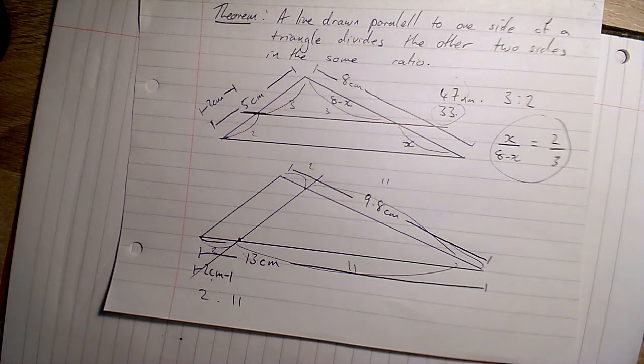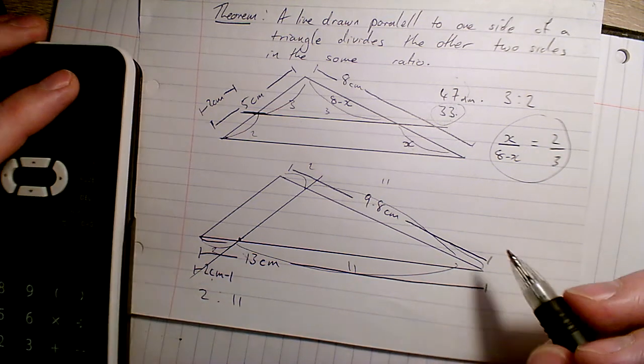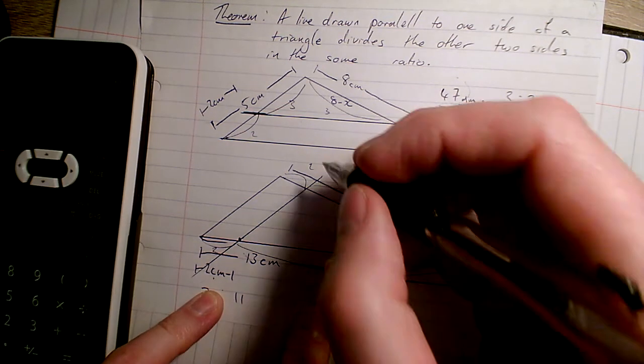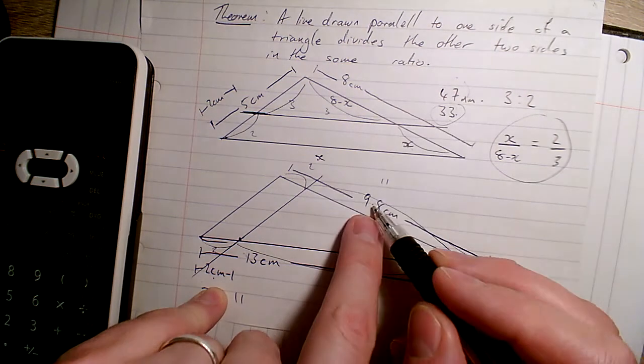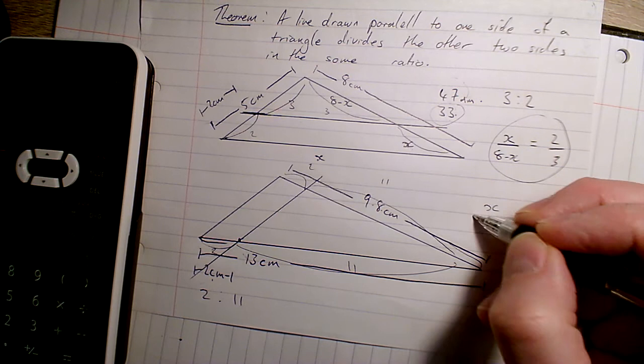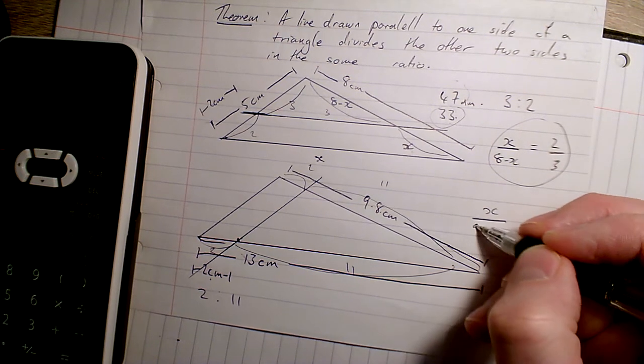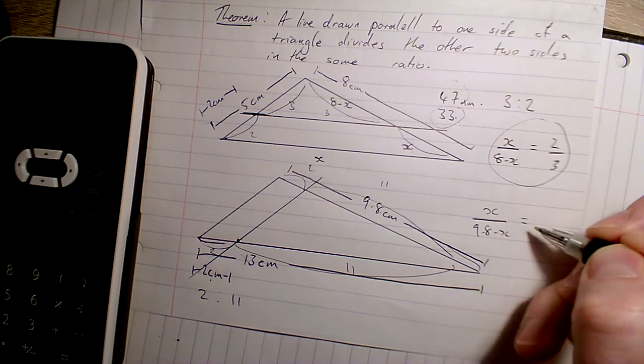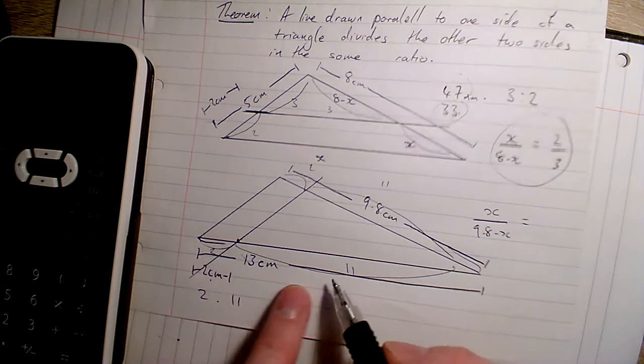Again, measuring, it won't come out perfect, but let's do the calculation. If I call that x, this is going to be 9.8 minus x, so we can say x divided by the bit left over, which is 9.8 minus x, should be the same as 2 over 11.